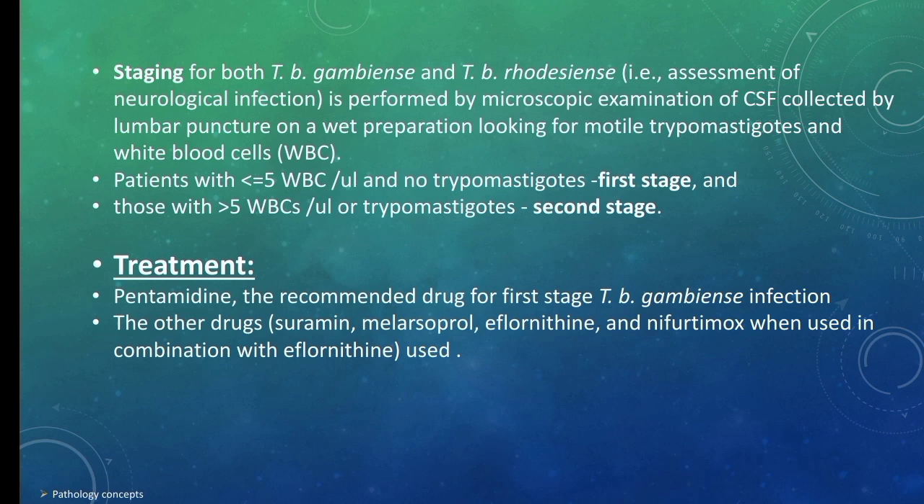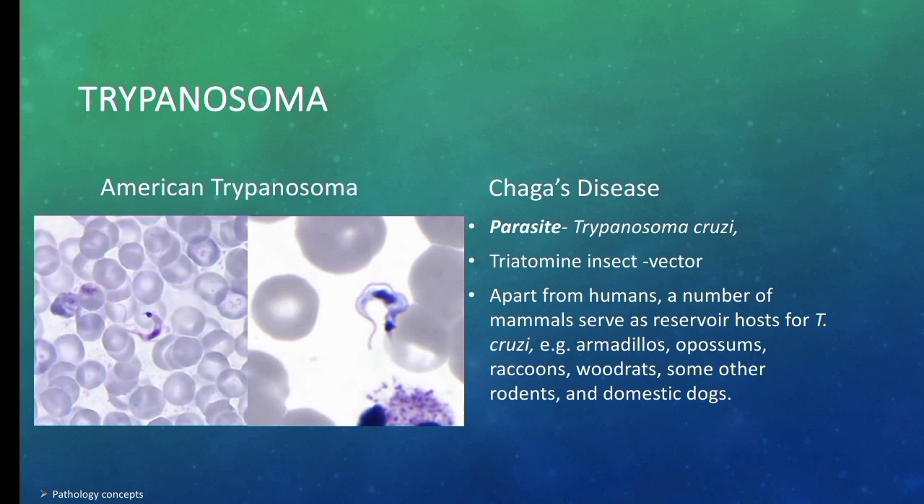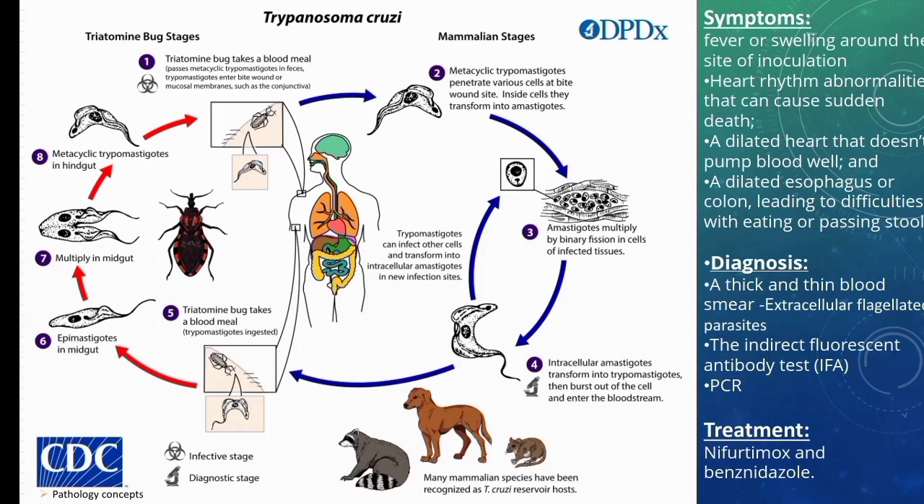The next is American trypanosomiasis, also known as Chagas disease. The causative parasite is Trypanosoma cruzi. The vector for this disease is the triatomine insect. Other reservoir hosts are armadillos, opossums, raccoons, rodents, etc. The life cycle of Trypanosoma cruzi is the same as that of African trypanosomiasis.